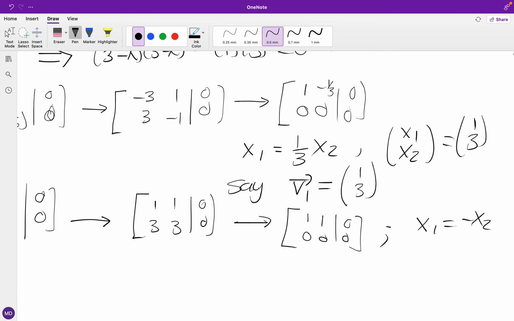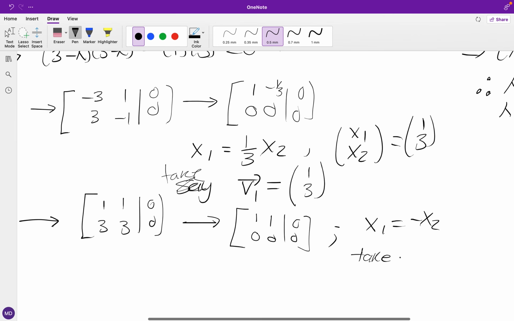So take v2, our second eigenvector, equal to, let's pick something easy, let's say -1, 1. But like I said, in reality, we can take any vector that is a solution to this null space here, or that's a solution to this system here, such that x1 equals negative x2. I could take the vector -5, 5, etc.